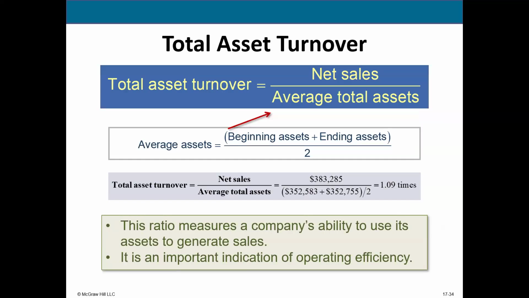The last one within liquidity and efficiency is called the total asset turnover ratio. It tells us how efficient the company is at using their assets to generate sales. This is an efficiency ratio. And to calculate this, we take our sales divided by our average total assets. Beginning balance plus ending balance divided by 2 gives us the average total assets. In the case of Apple, it's 1.09 times, which is pretty decent.